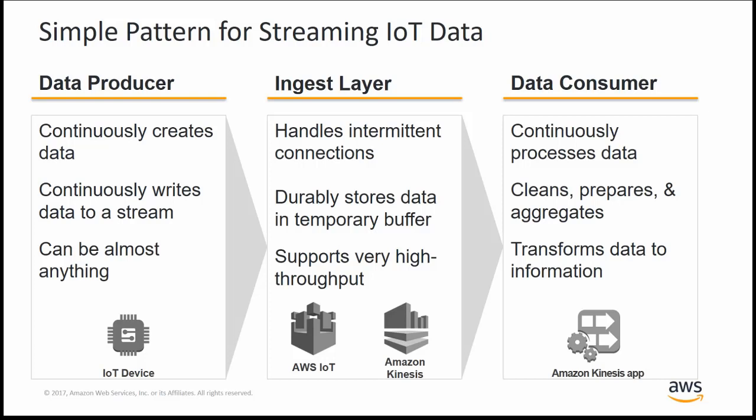The ingest layer is a combination of AWS IoT and Amazon Kinesis. The value that Amazon Kinesis provides here, specifically Amazon Kinesis Streams or Firehose, is that it allows you to durably store the data in a temporary buffer, and it supports very high throughput in a very inexpensive manner. So both Kinesis Streams and Firehose deal with very high volume writes at scale very efficiently. And then a consumer. Again, the consumer is continuously processing data off of the stream. It's going to continue to work on that previous data sample to clean, prepare, and aggregate it. And this is where your real-time analytics will start.